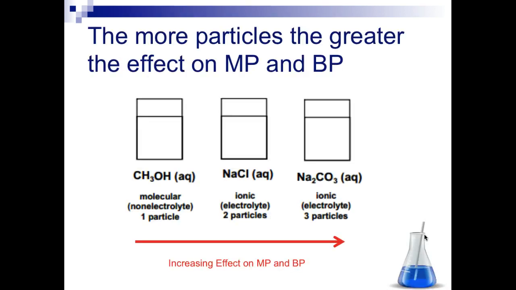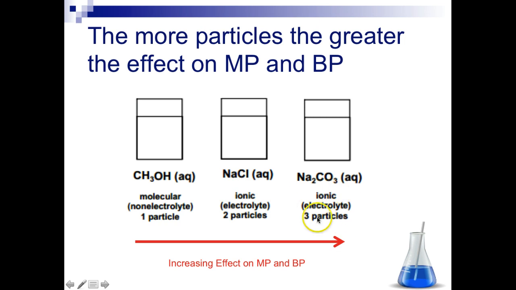So, remember we talked about the fact that the identity of the particle doesn't matter, it just matters how many you have. So, for example, when this dissolves in water, it's a molecular compound. It only is going to break up into one particle. When NaCl dissolves in water, it's going to break up into two particles, Na plus and Cl minus. So you're going to have an even greater effect on the boiling point and the melting point.